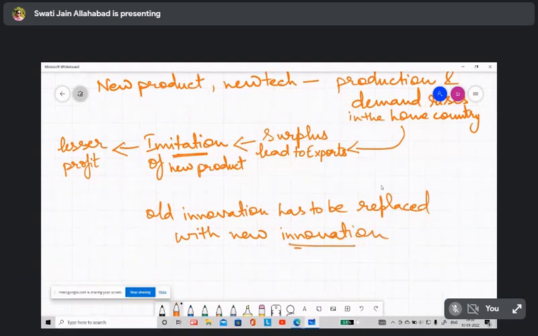So who will do this every time? Again, the entrepreneur. So according to Schumpeter, the entrepreneur plays the most important role in creating business cycles. It is not the banks, it is not the investors, but it is the innovator who is the key behind the business cycle.